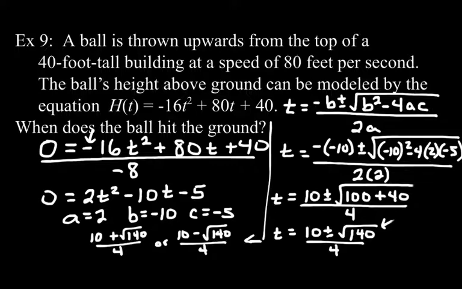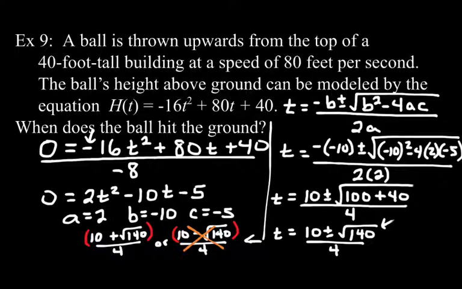And this second one, I'll just tell you, when you start doing this, a couple things. You will need to put parentheses around your numerator when you type it in. And the second one, as I was mentioning, when you do 10 minus the square root of 140, you're going to get a negative answer. So when you divide it by 4, it's going to be a negative answer. And in the context of this problem, does it make sense that the ball hits the ground a negative time after it was thrown? And the answer is no. You're not going to get a negative answer for time, so that one goes away.